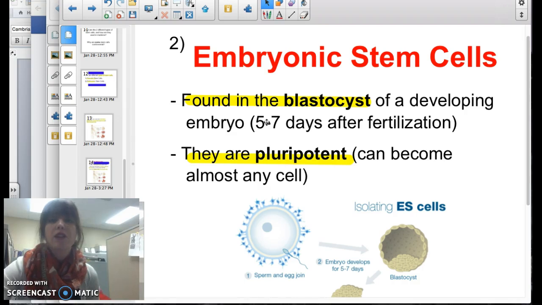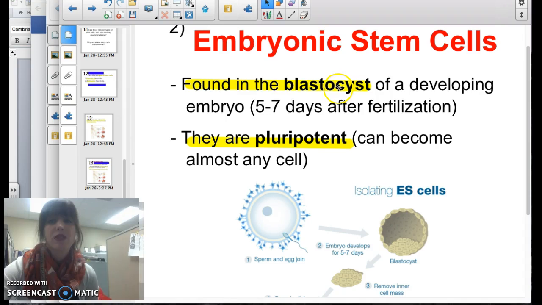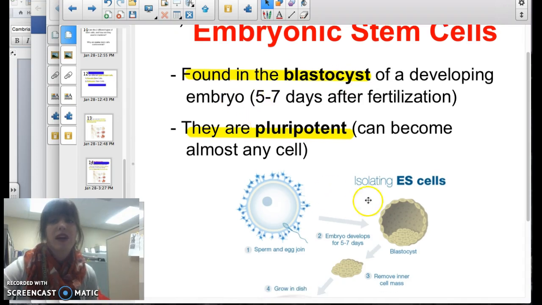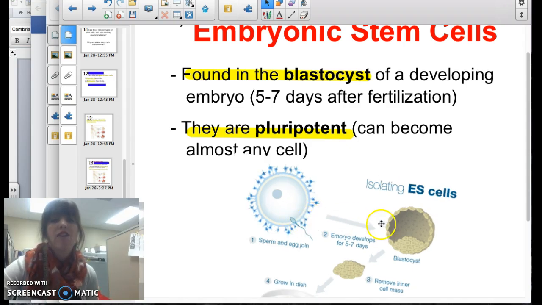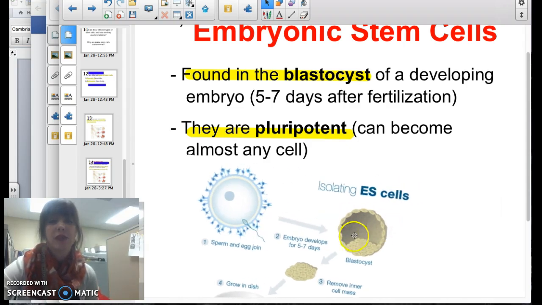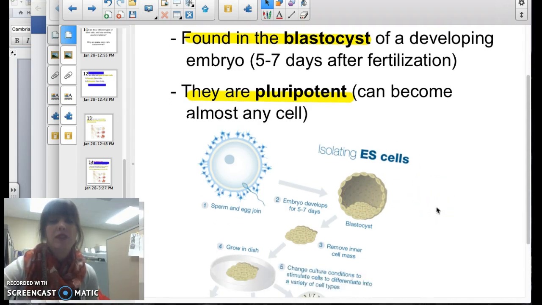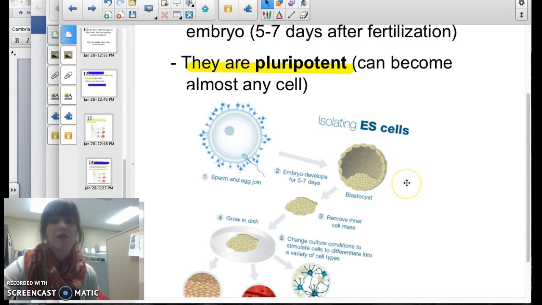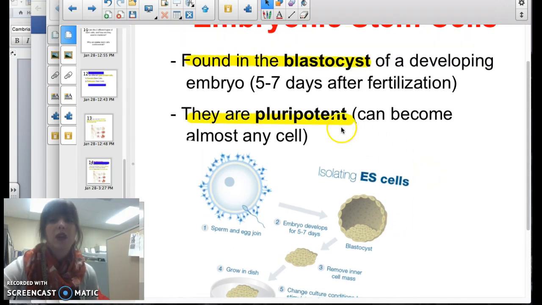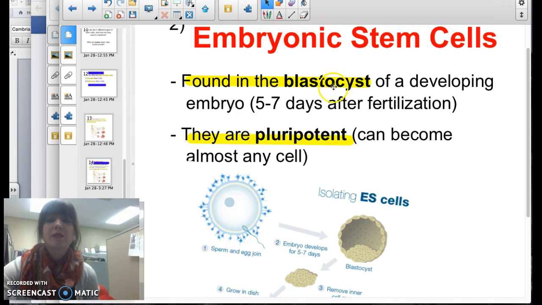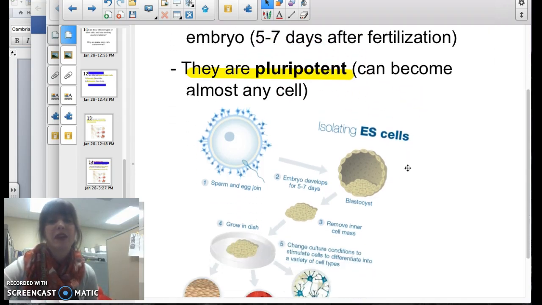So let's talk about the other type of stem cells, embryonic stem cells. These are found in the blastocyst of a developing embryo, which is 5 to 7 days after fertilization. After the sperm and the egg join, 5 to 7 days later you get a blastocyst, which is just a mass of cells. But remember, this is a developing embryo, so later on it does eventually develop into a human baby. These stem cells are pluripotent, so they can become almost any type of cell. They have a lot of potential to turn into any type of cell.